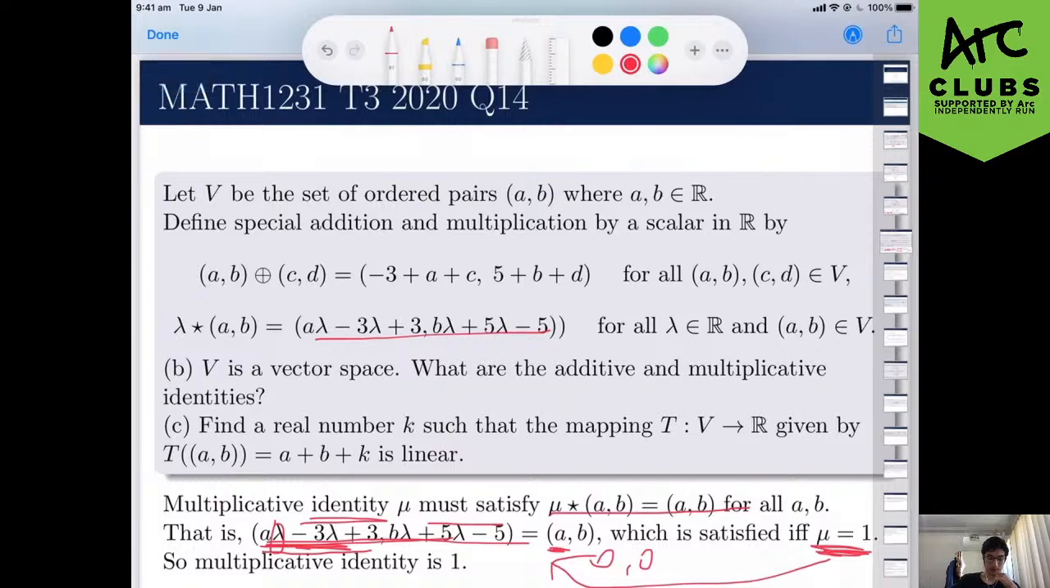Yeah, so find a real number k such that this thing is linear. We just add the two terms and add k. So remember, a linear transformation is just where it preserves scalar multiplication and preserves addition. And so pretty much we just need to find some k for which this holds.